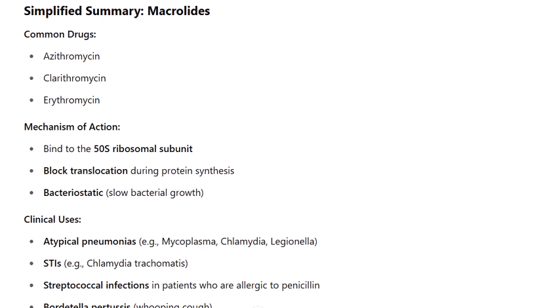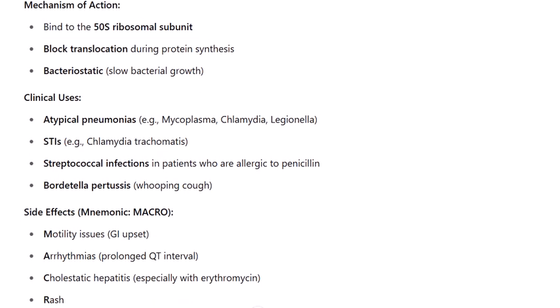Clinical uses: atypical pneumonias, for example Mycoplasma, Chlamydia, and Legionella. STIs, for example Chlamydia trachomatis. Streptococcal infections in patients who are allergic to penicillin. Bordetella pertussis, whooping cough. Side effects, mnemonic: macro.